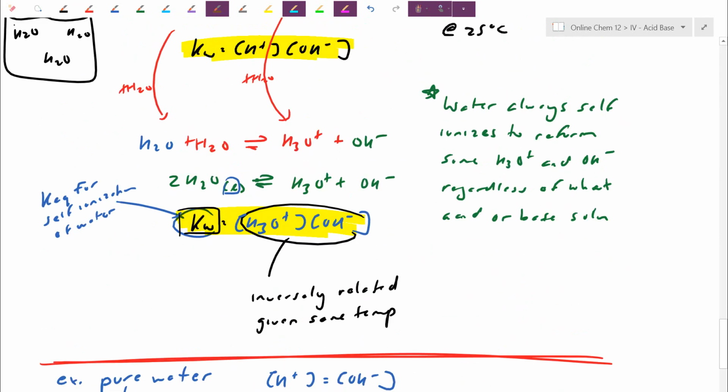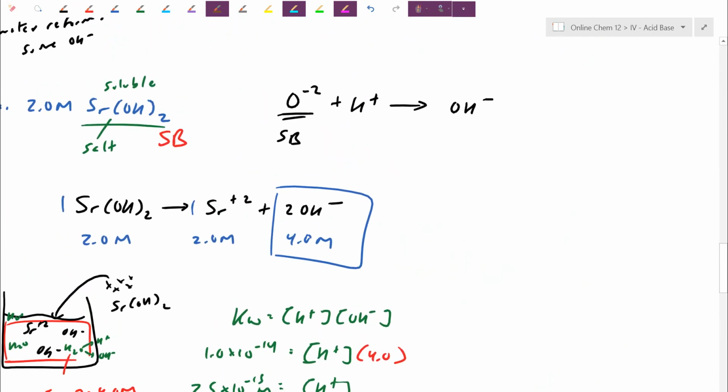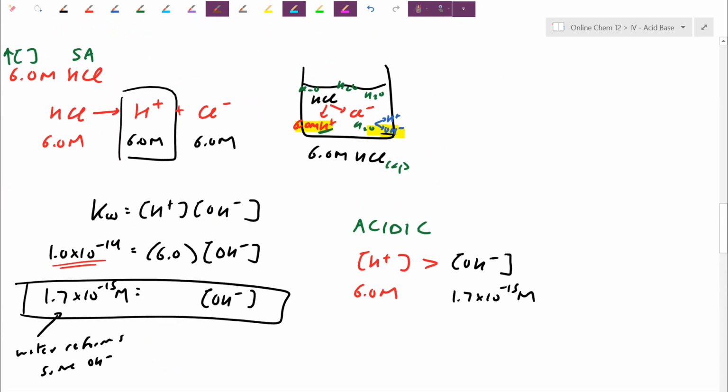Remember, we can totally still be looking at solutions. I have added base in solution. I have added acid in solution here. It's just that there's also water in the background, and water has this ability to self-ionize.